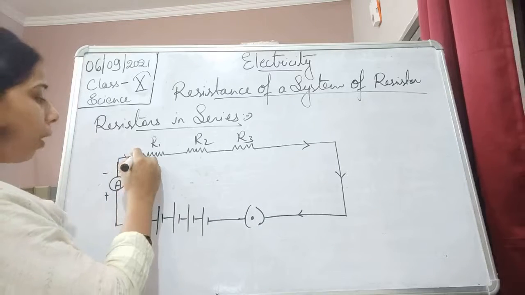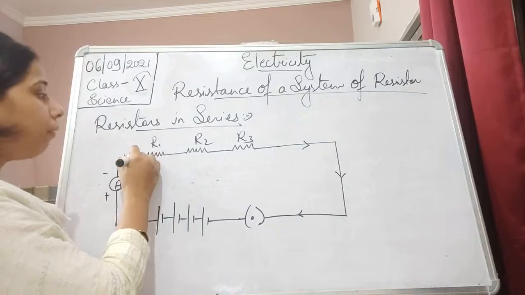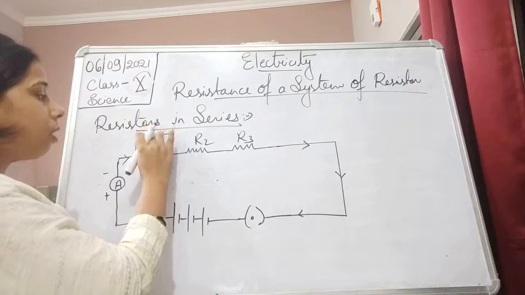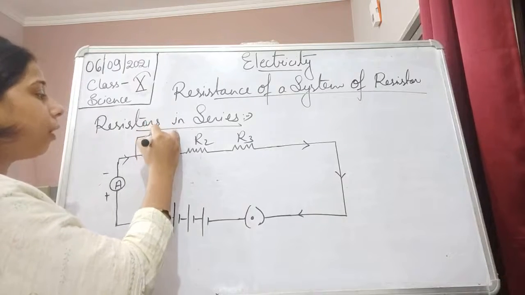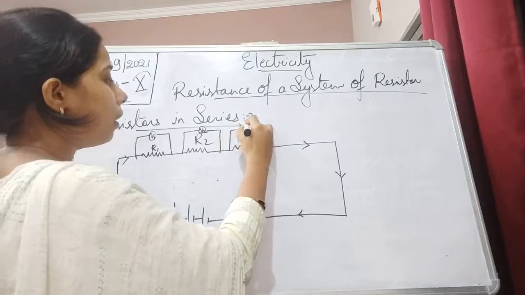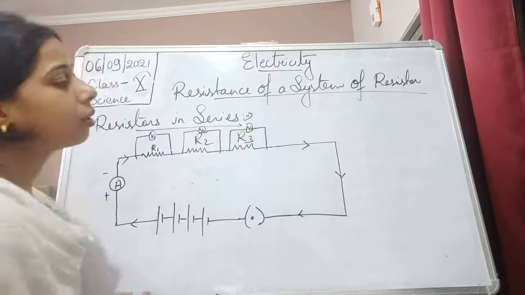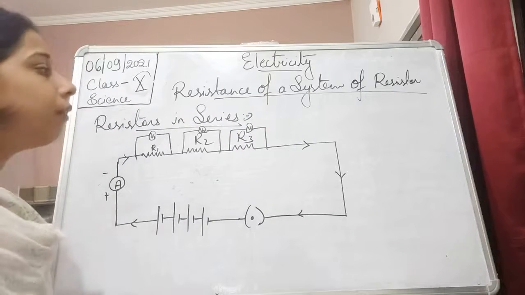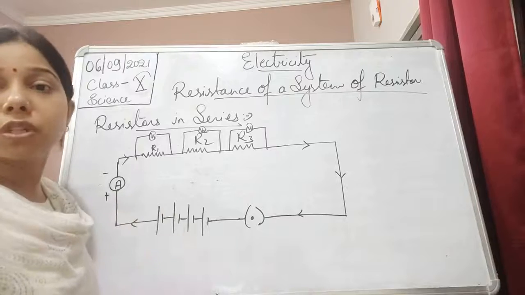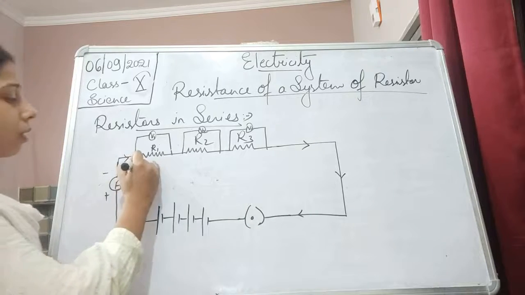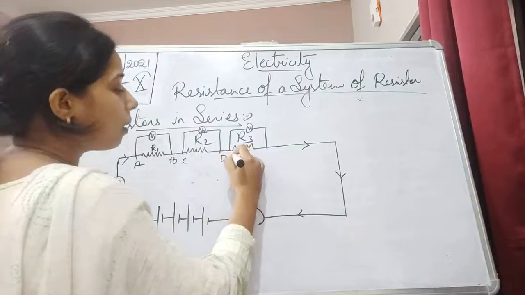But what about the voltage? Now we will use the voltmeter at each different resistor. This is the first voltage V1, and here we will take V2, and then V3, and then we will find the potential difference across each of the resistors. Then we will find that every time the potential difference comes out to be different. Suppose this is A and B, this is C and D, and this is E and F.